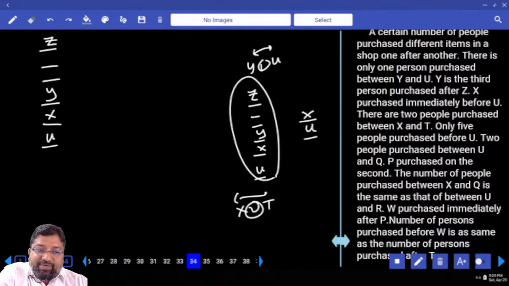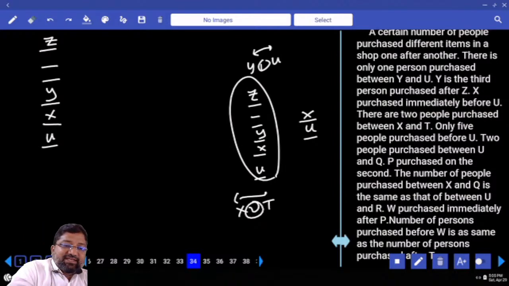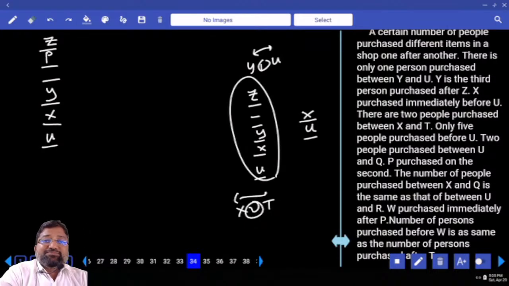Two people have purchased between U and Q. P purchased on the second. P purchased on the second. Before that, X and T, how many people? Two people. Can I take T before X? No.